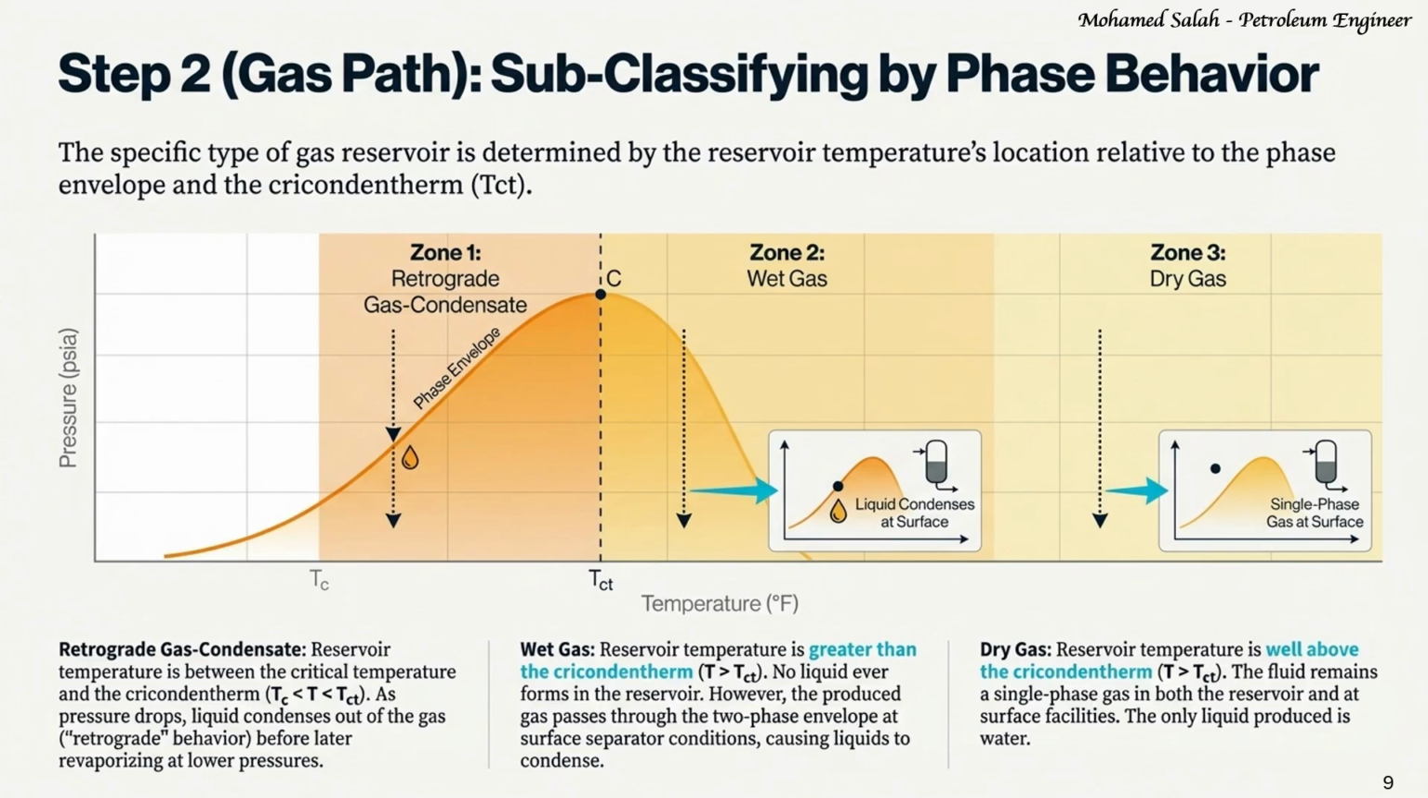As pressure drops, the fluid enters the two-phase region, causing liquid to condense, the counterintuitive retrograde behavior. Wet gas is found when T is greater than TCT, but the fluid's dew point curve is still close enough to the reservoir temperature that liquid condenses at the surface separators. Finally, dry gas is characterized by a reservoir temperature well above TCT, and the fluid remains a single-phase gas in both the reservoir and its standard surface conditions, with only water condensing at the surface. This classification is vital for predicting liquid recovery and designing surface facilities.